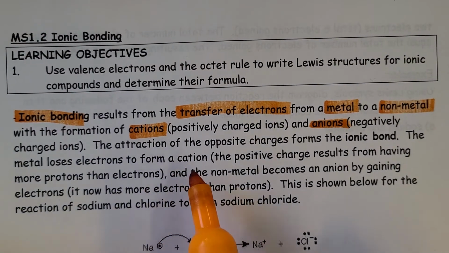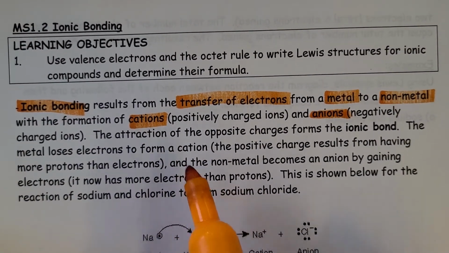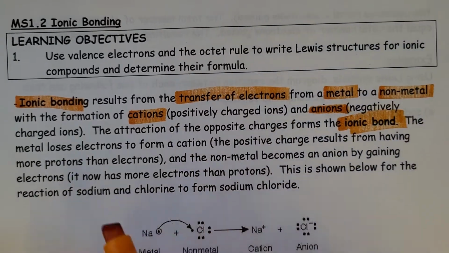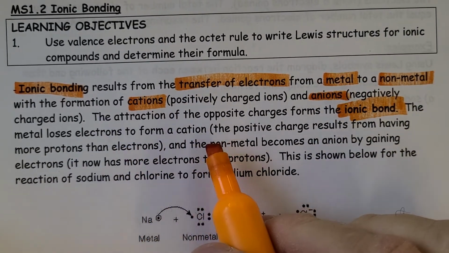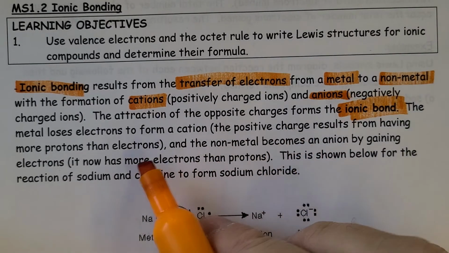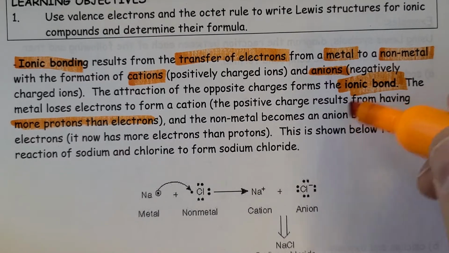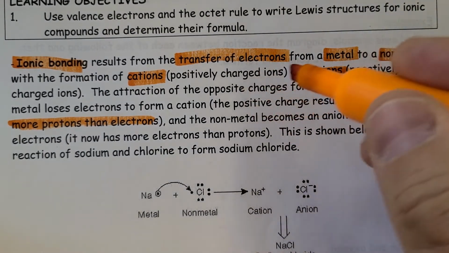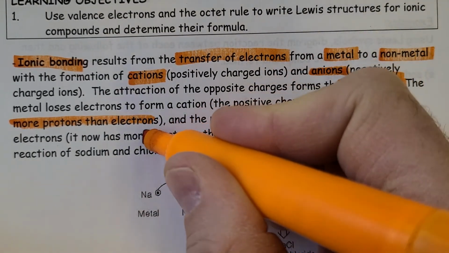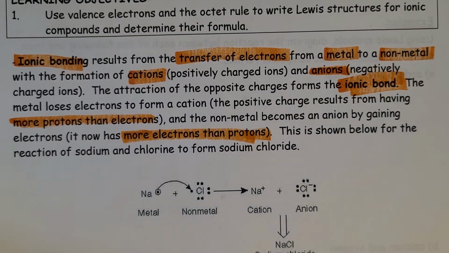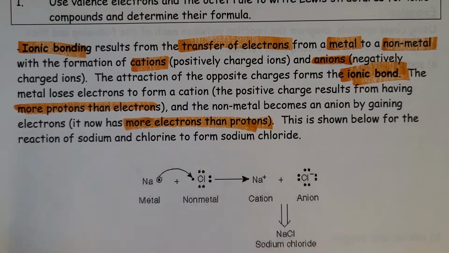And then, of course, what we have is a scenario in which opposite charges attract to form ionic bonds. So the metal loses electrons to form the cation, the positive charge resulting from having more protons than electrons. And the nonmetal becomes the anion because it has gained electrons, so it has more electrons than protons. And we can see this shown by an example such as sodium chloride.